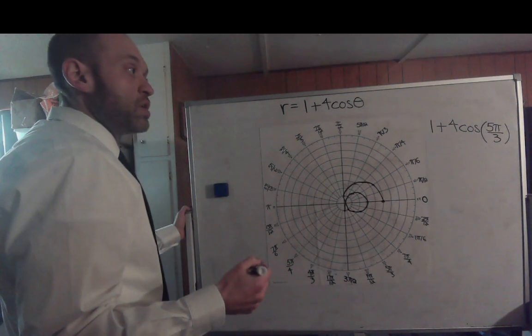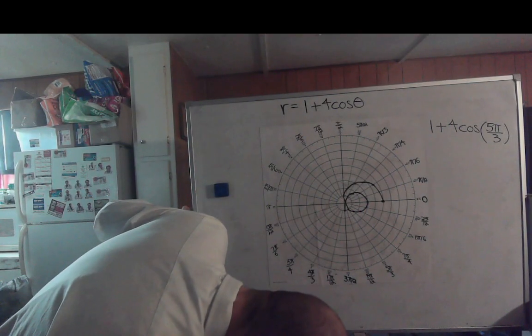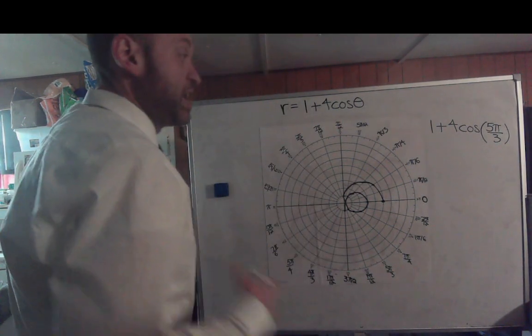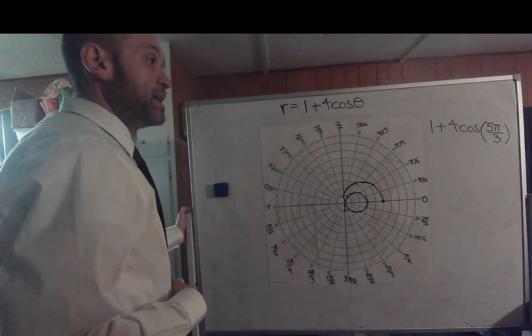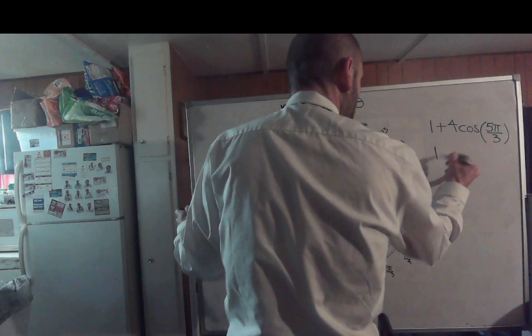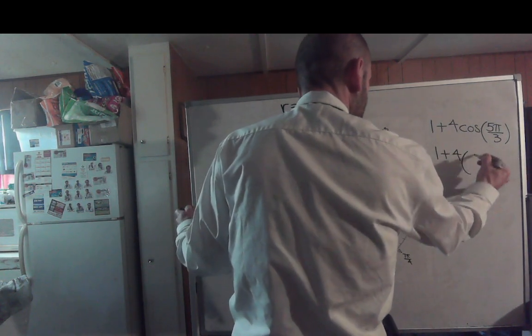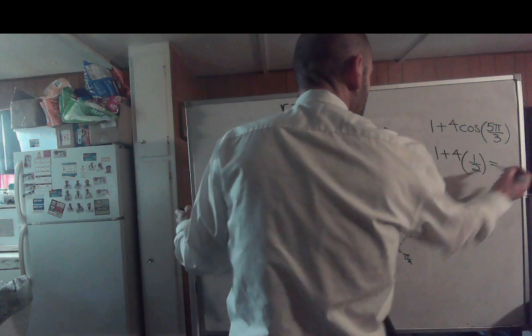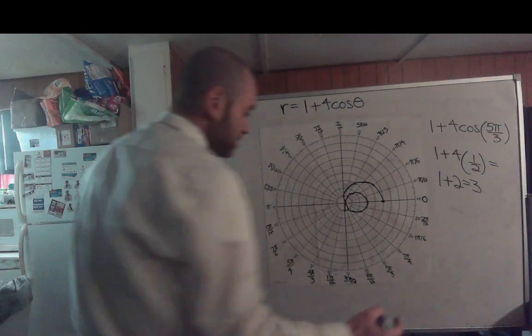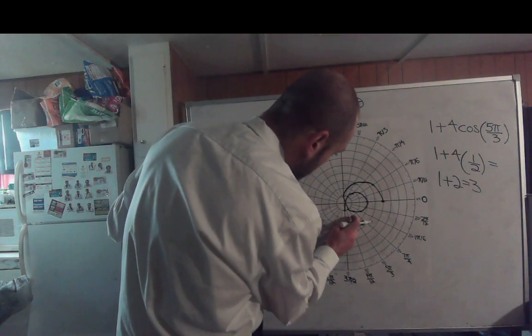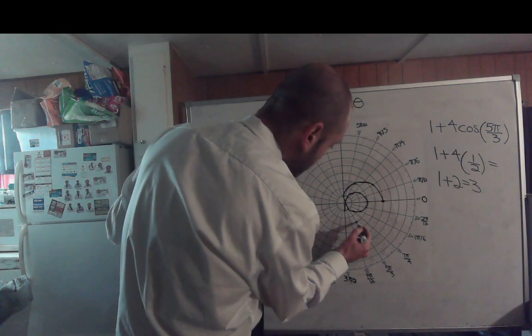Well, in the fourth quadrant, the cosine is positive. So what's the cosine of 5 pi over 3? That's going to be positive 1/2, so we'd have 1 plus 4 times 1/2, which would end up being 1 plus 2, or simply 3. So at 5 pi over 3, go 1, 2, 3, we're right here.